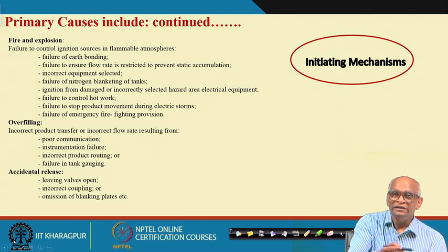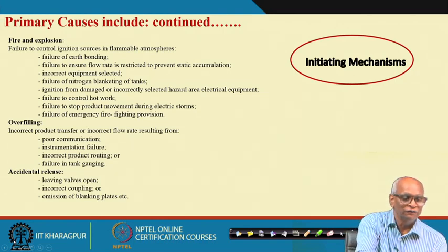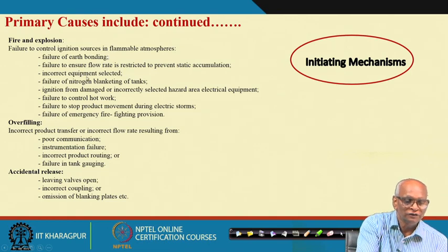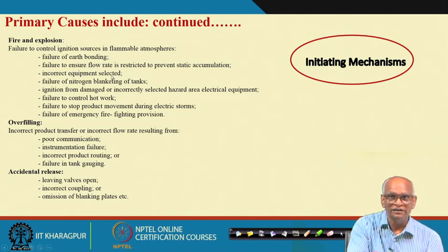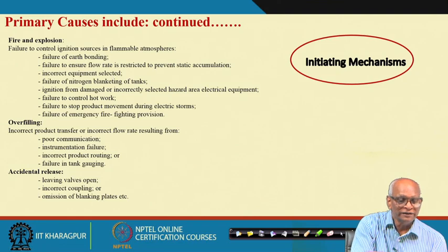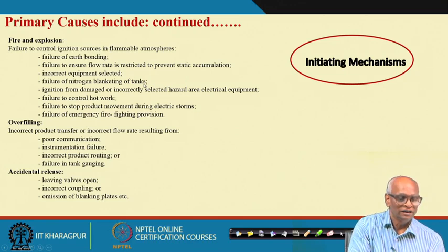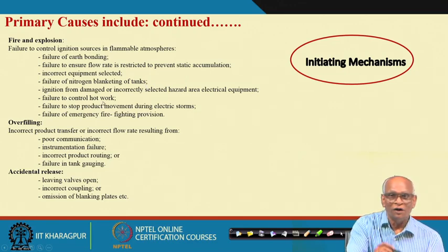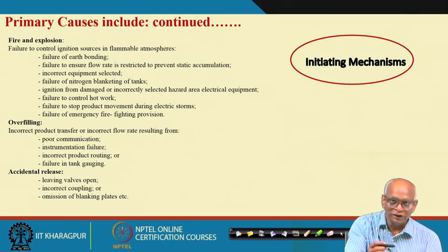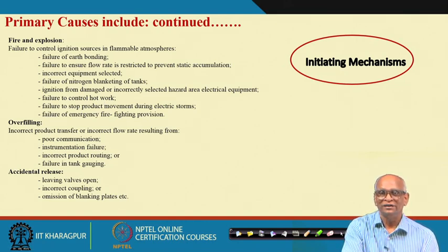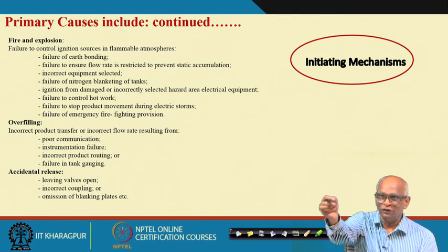What are the initiating mechanisms for fire and explosion? Failure of earth bonding. Failure to ensure flow rate. Incorrect equipment selection. Failure of nitrogen blanketing of tanks. Or failure of control of hot work. It is not controlled properly. Hot work means welding and all these things. So, a spark has come and has fallen on some cloud.